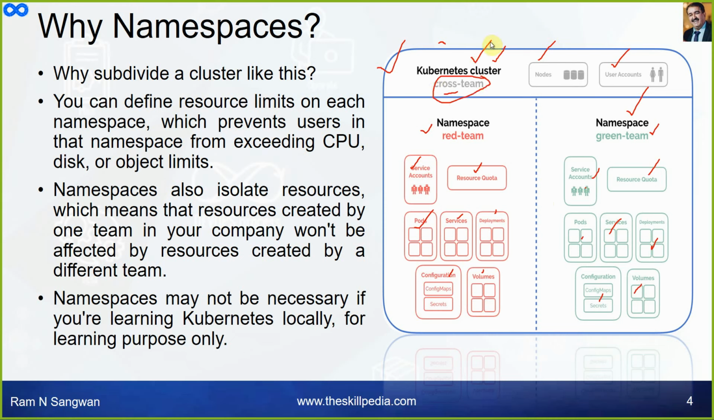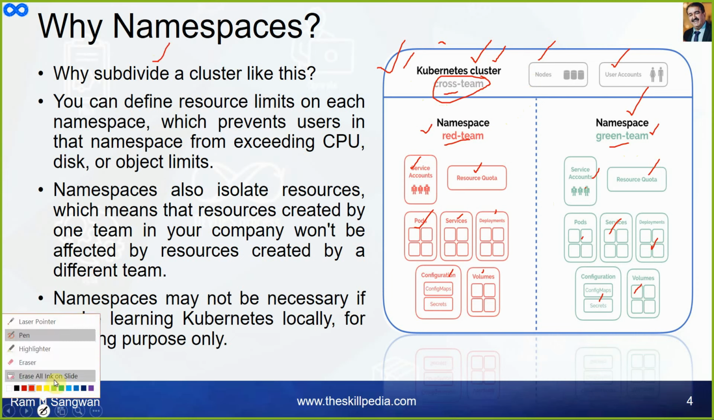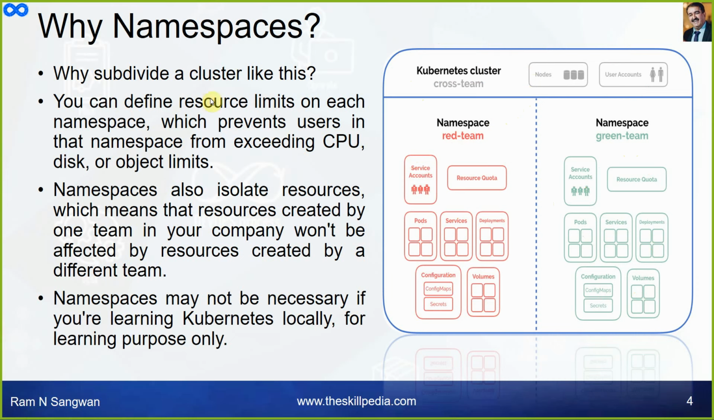So we are talking about three teams here. So this is one namespace, the global namespace or cluster wide, or the system namespace. Then this is another namespace. So this grouping of resources is done by means of namespaces. Why do we divide it like this? What is the purpose of the namespaces? You can define resource limits on each namespace, which prevent users in that namespace from exceeding CPU, disk, or object limits.